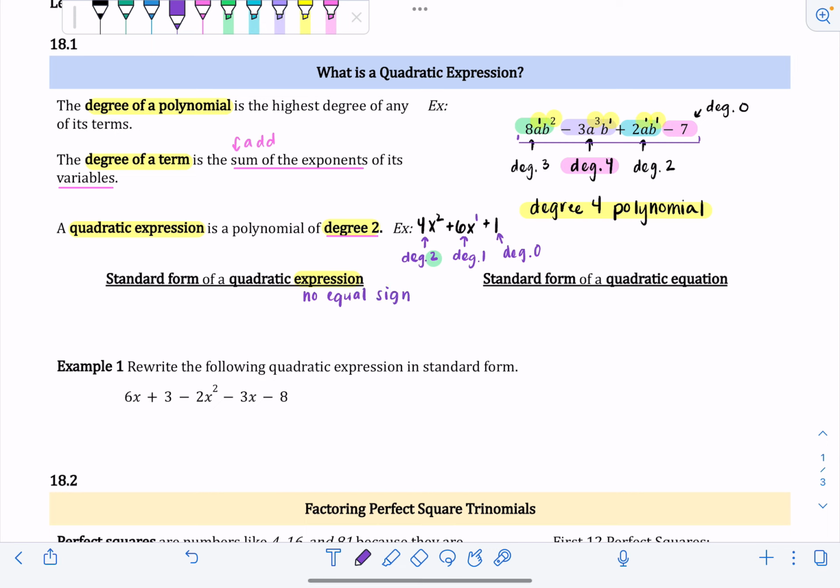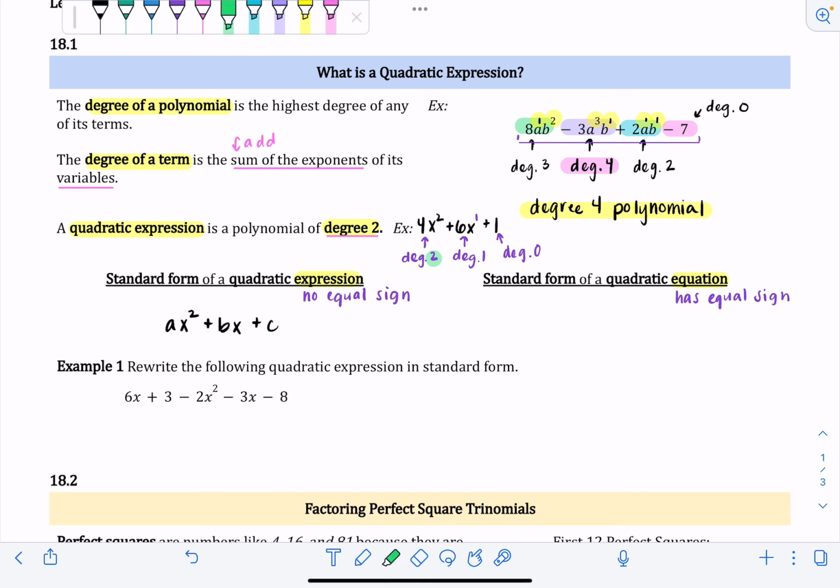And then over on the right is a standard form of a quadratic equation. An equation is something that has an equal sign. Okay, so standard form for a quadratic expression would be ax squared plus bx plus c.